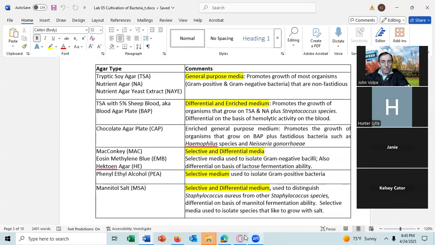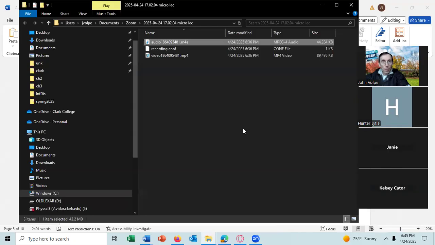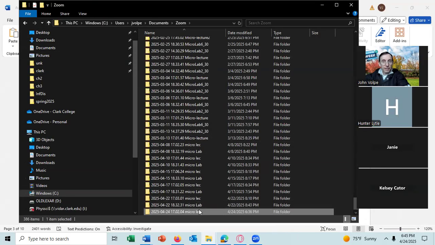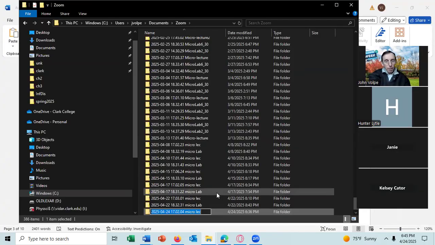Oh, good. The lecture file finished. So my computer will now start working a little faster. Go ahead and name that now. Oh, come on.